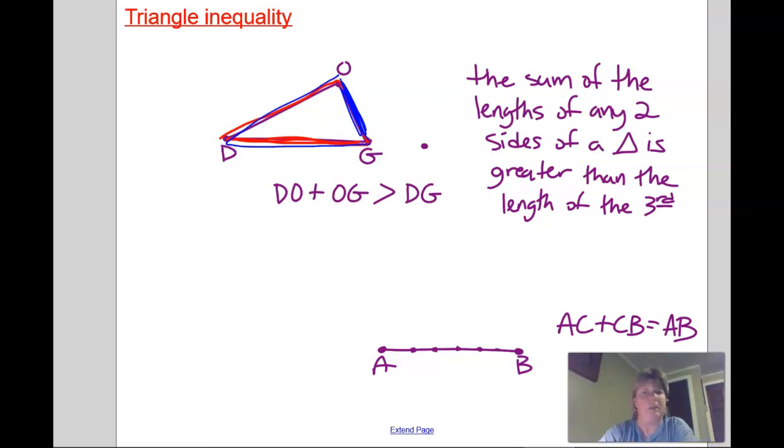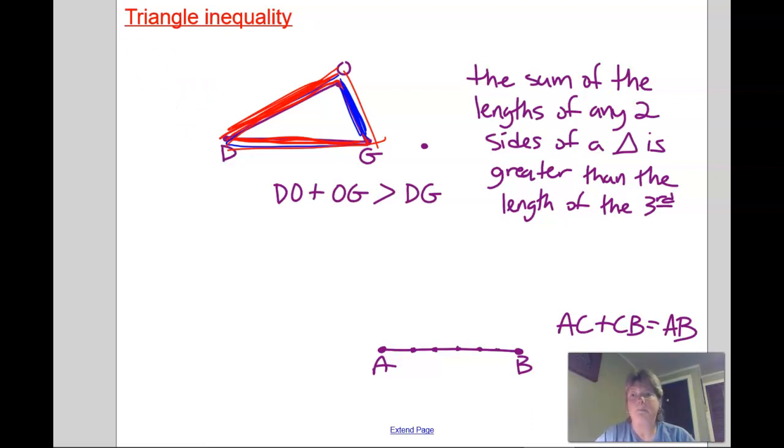And then the same thing could be said for walking directly from O to D. If I go directly from O to D, that's going to be shorter than if I go from O to G and then G to D. So that's all the triangle inequality is. Hopefully, if you take a step back and think about it for a second, that should be pretty obvious, I hope.